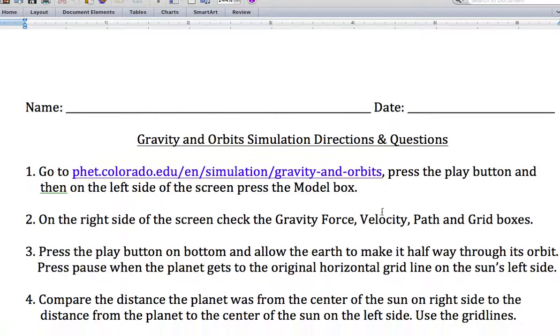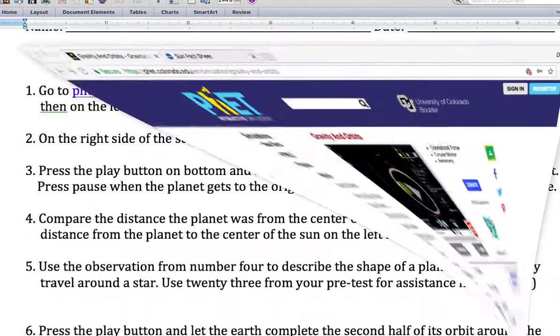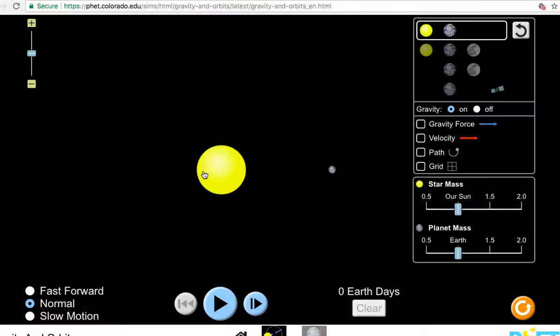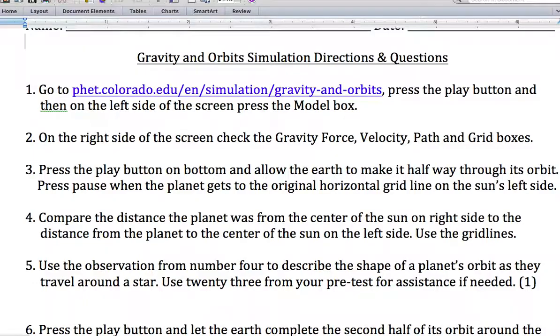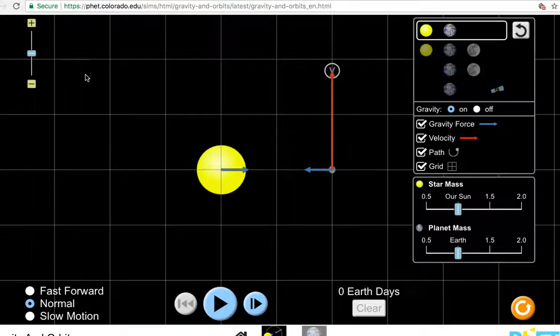So looking at our simulation here, number one, I've already gone to this link. So we need to press the play button, and then on the left side press the model box. So here we go. Click the model box. Next, click the gravity, force, velocity, path, and grid boxes on the right side of the screen. So I need to click all 4 of these.